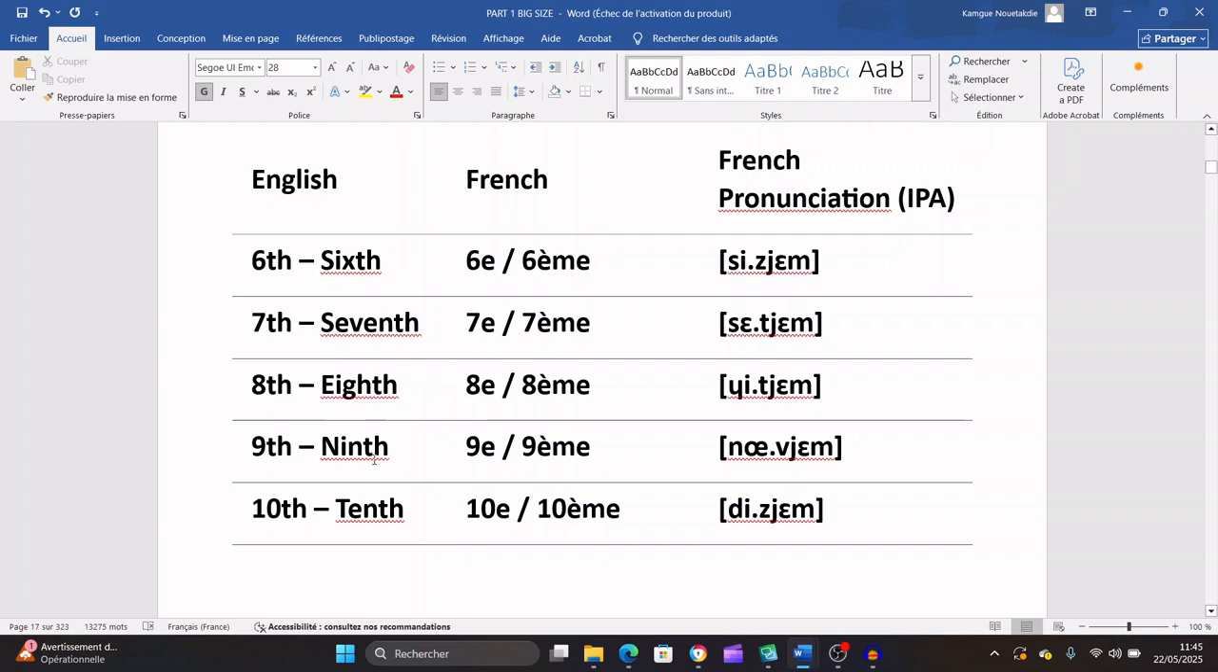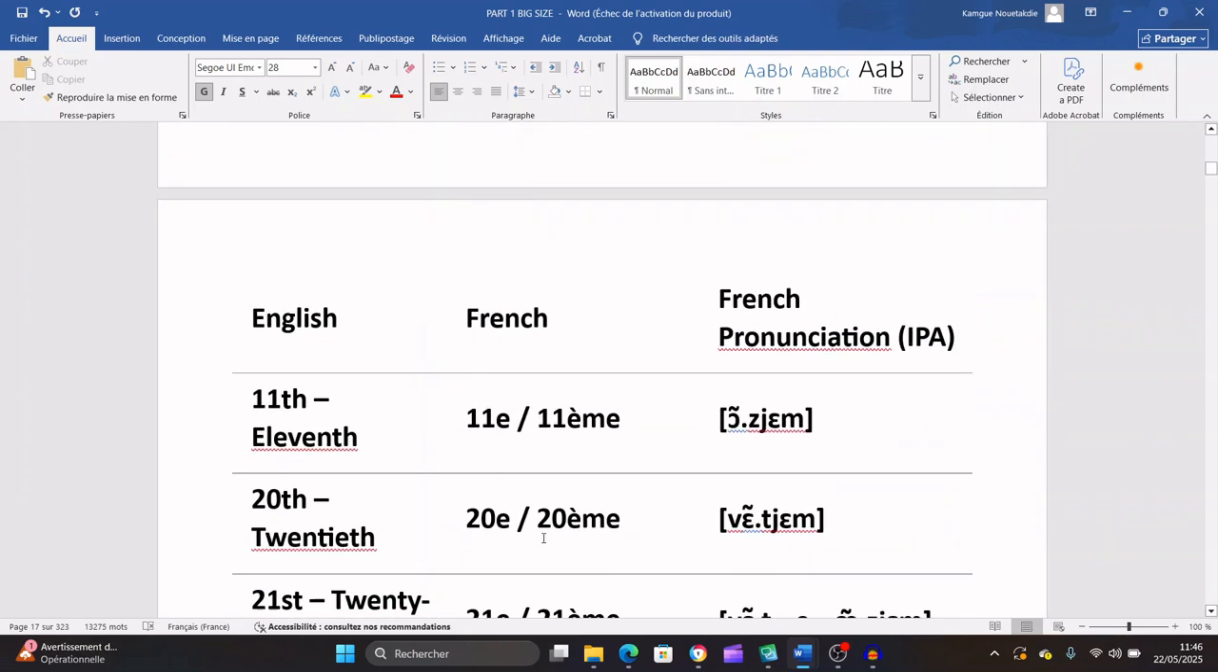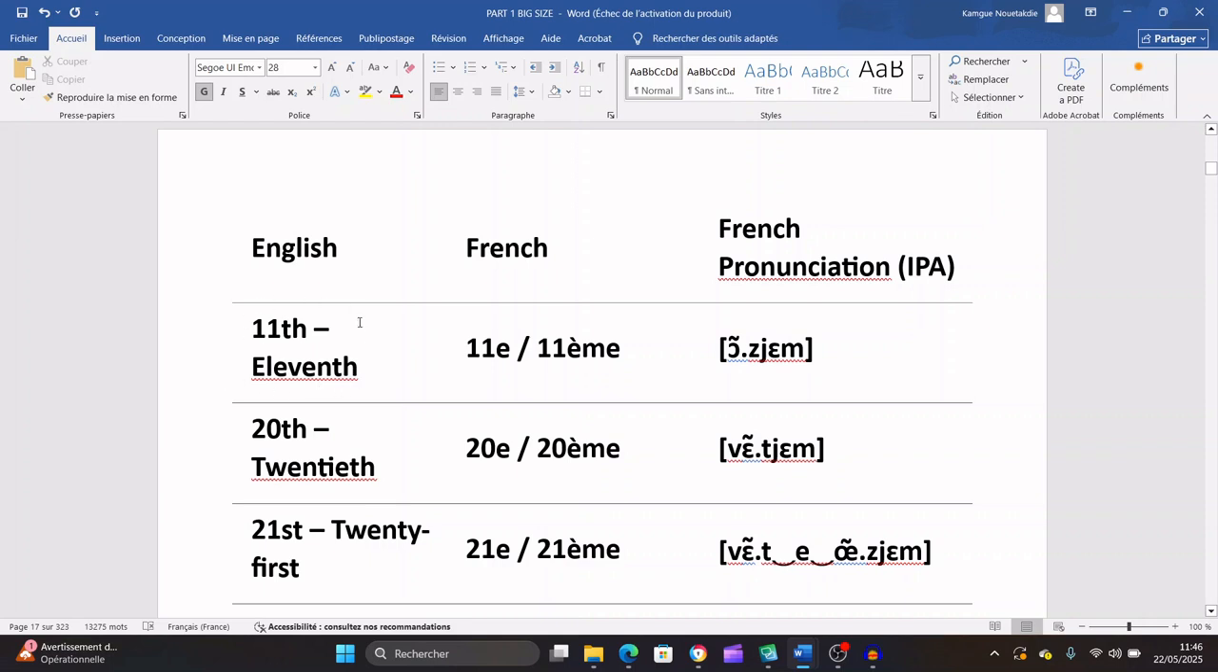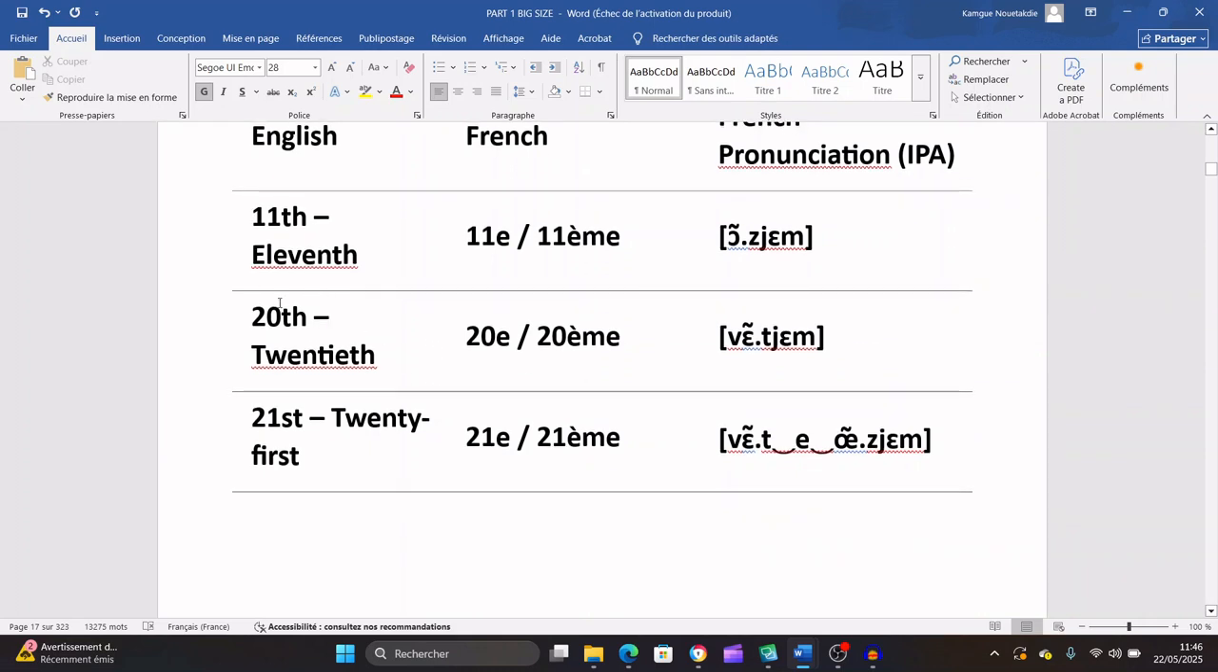Ninth. Neuvième. Tenth. Dixième. Eleventh. Onzième. Twentieth. Vingtième.